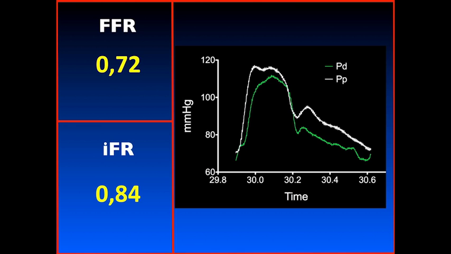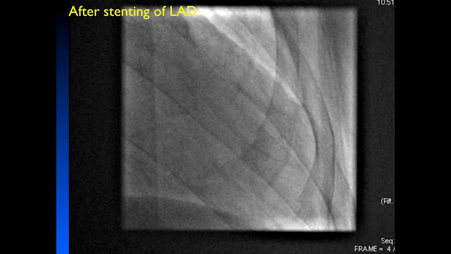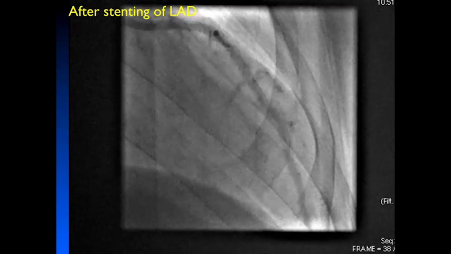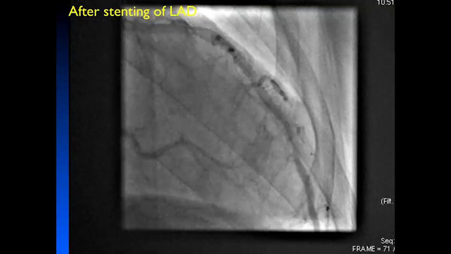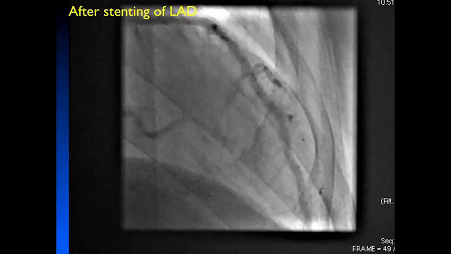Using IV infusion of adenosine, we calculated the FFR, which in this particular patient was 0.72, and we also calculated an adenosine-independent index, the iFR, which was 0.84. Therefore, based on the pressure wire data, we stented this LAD lesion with the BVS.